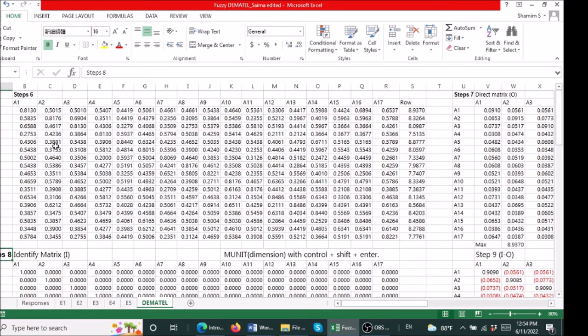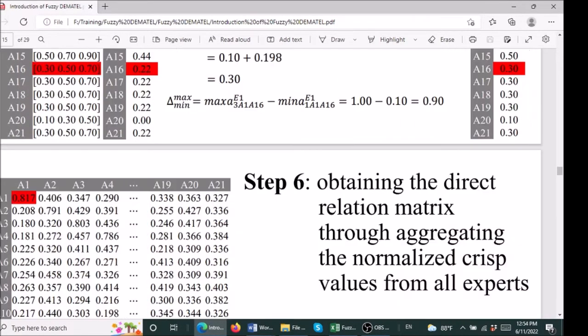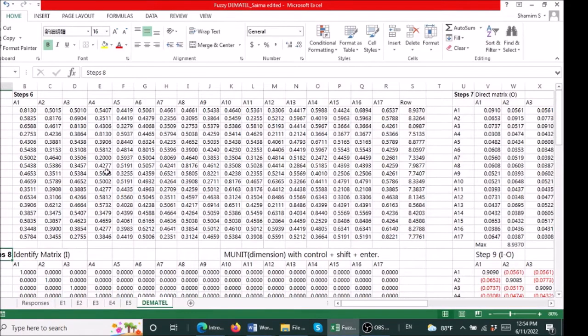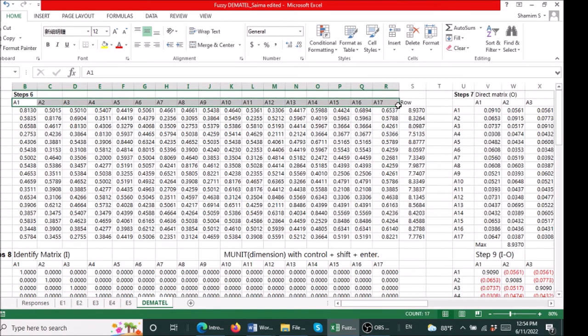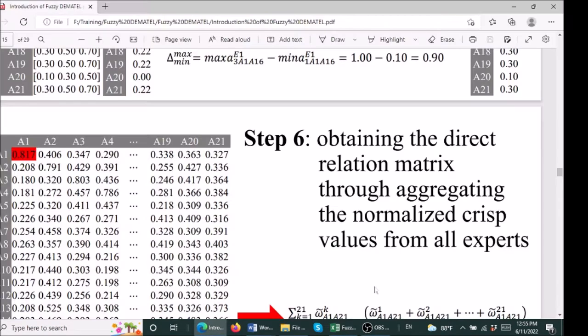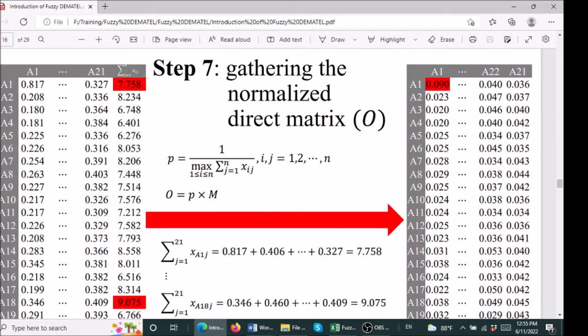Okay, now let's see step number 6, obtaining the direct relation matrix through aggregating the normalized values from all experts. Here, again in a matrix form, A17, we have aggregated all by taking the average of all experts. And then step 7, obtaining the normalized direct matrix.